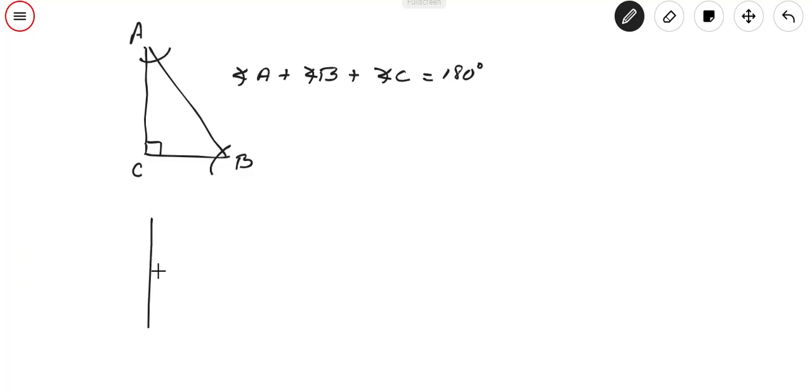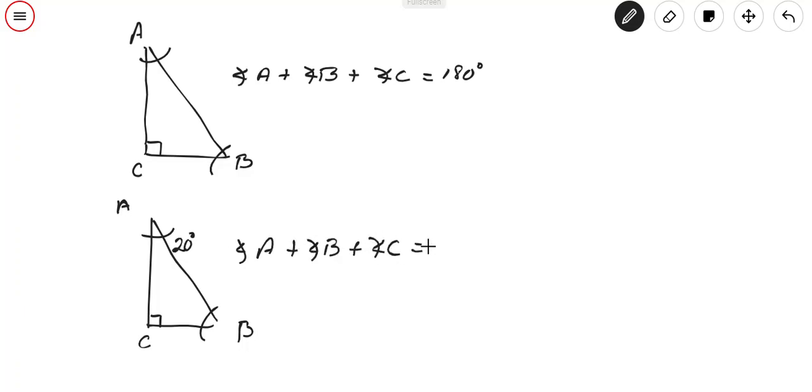So if we have a triangle ABC, with this angle C a right angle, and this angle over here an angle of 20 degrees, and I want to find angle B, I know that angle A plus angle B plus angle C equals 180 degrees. So we have here that angle B is equal to 180 degrees minus angle A, minus angle C.